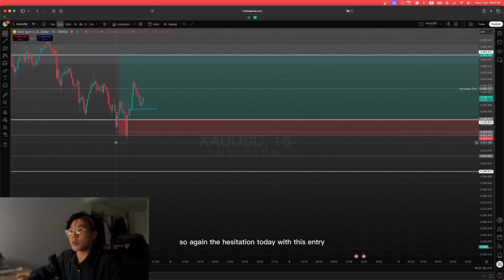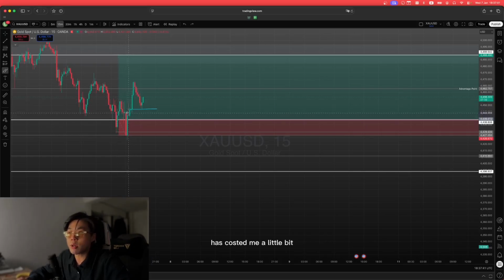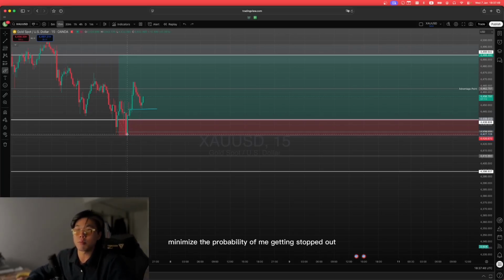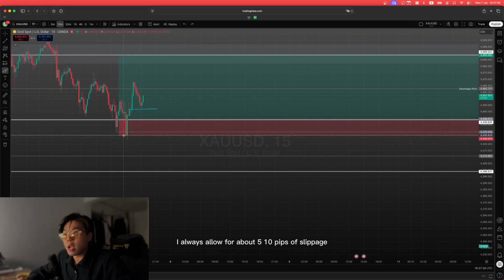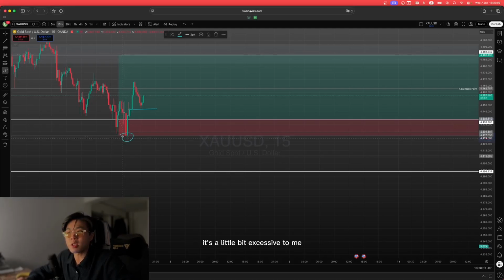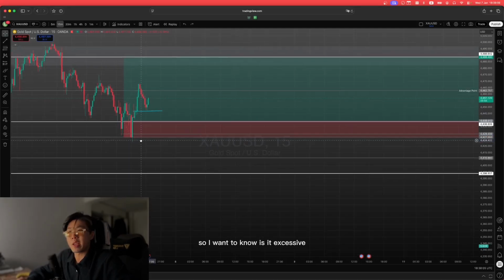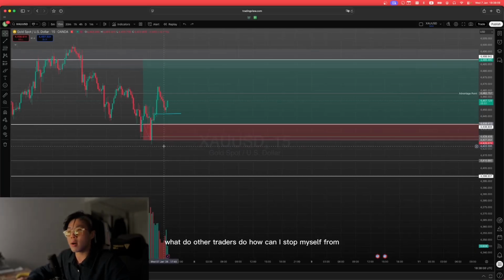It's textbook. So again, the hesitation today with this entry has cost me a little bit, but even if it wasn't for that, it would be the stop loss, and understanding how I can place the stop loss to make sure I don't get stopped out, or at least minimize the probability of me getting stopped out, because this is happening quite a lot. It's happening quite often, and I'm not very happy about it. I always allow for about 5-10 pips of slippage, but 30 to 50 is a little bit excessive to me. So I want to know, is it excessive? What do other traders do? How can I stop myself from always getting wicked out?